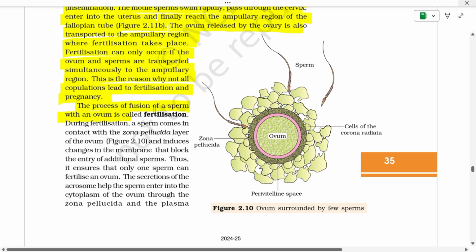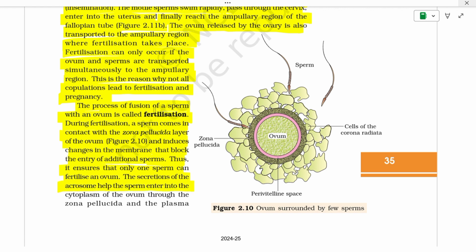The process of fusion of sperm with an ovum is called fertilization. During fertilization, a sperm comes in contact with the zona pellucida layer of the ovum, figure 2.10, and induces changes in the membrane that block the entry of additional sperms. Thus, it ensures that only one sperm can fertilize an ovum.